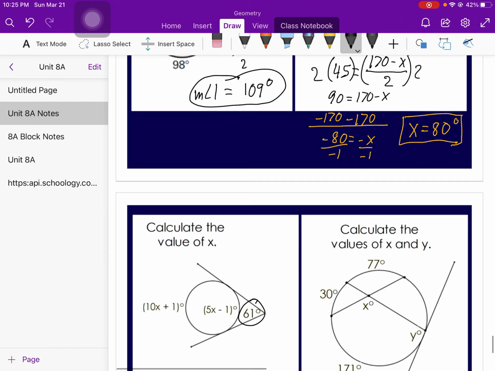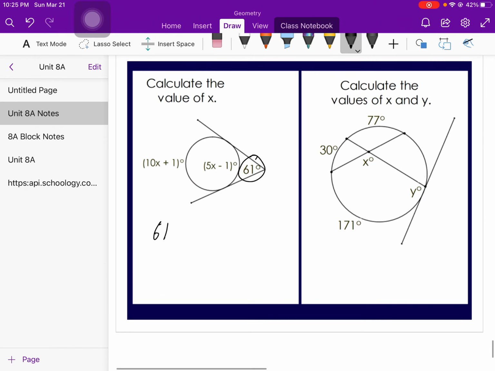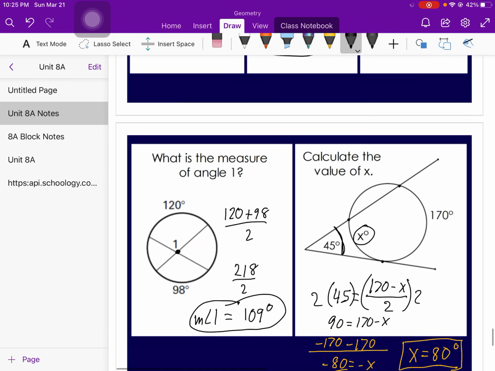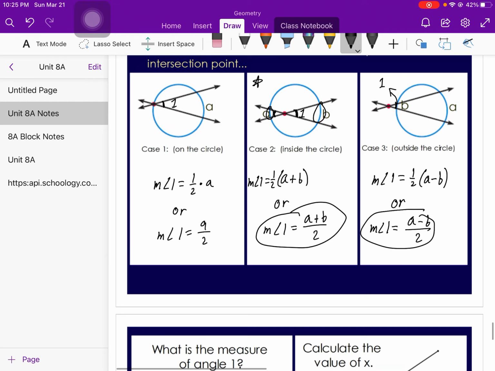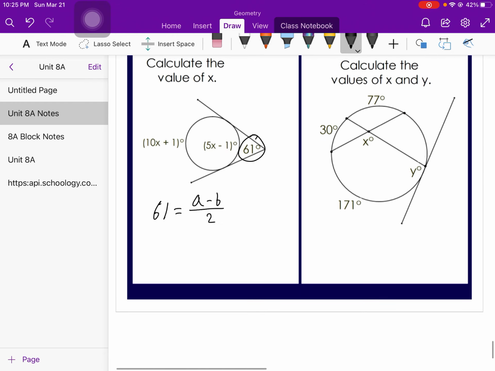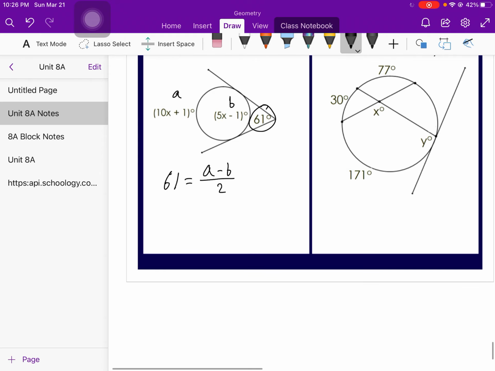So just like in this last one, we're going to set 61 equal, think of it as a minus b over 2, just like with our formula up here, but we know angle 1. And then just fill in for a and b. So this is going to be our a, this is going to be our b, the big arc minus the little arc. So 61 equals, you have to make sure to put these in parentheses because there's two parts. So it's 10x plus 1 minus 5x minus 1. And you're going to see why we need that parentheses. The reason is because this negative sign, we have to distribute that to both parts.